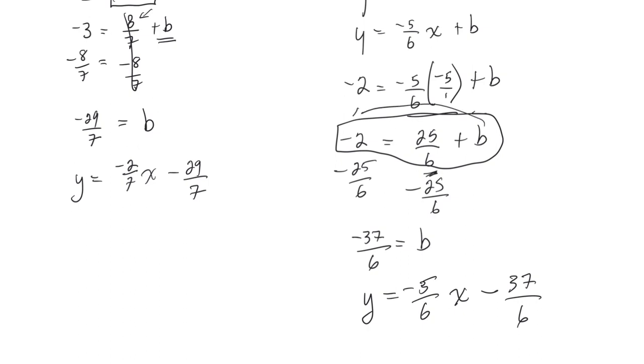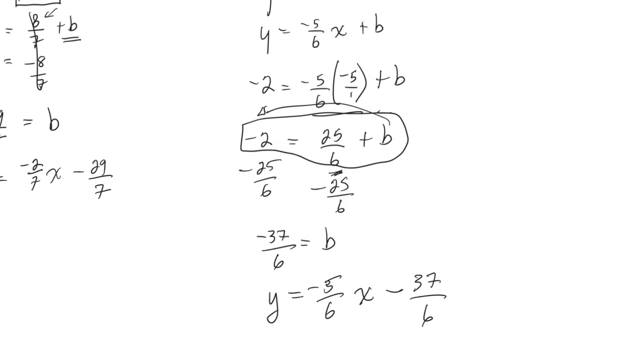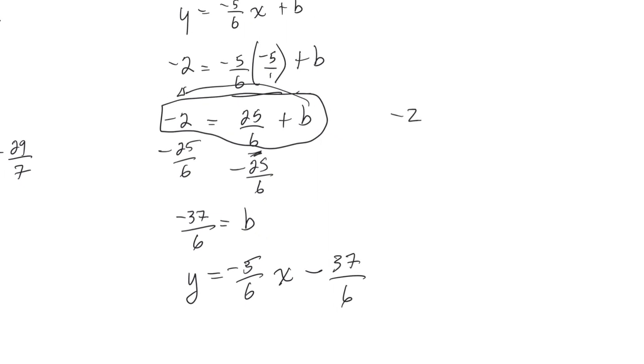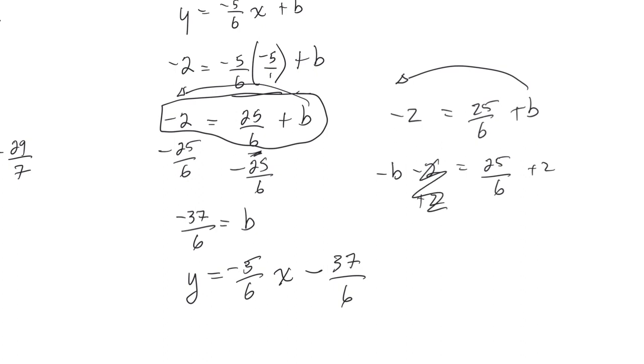to the other side. But if you try and move b to the other side, let me just write this down again, -2 equals 25/6 plus b. If you try and move b to this side, it would become a -b. -2 equals 25/6, and then you could add 2 to both sides. So you'd get -b is equal to 37/6. But then you'd have to divide both sides by -1. Okay, so you'd get the same answers I got there.